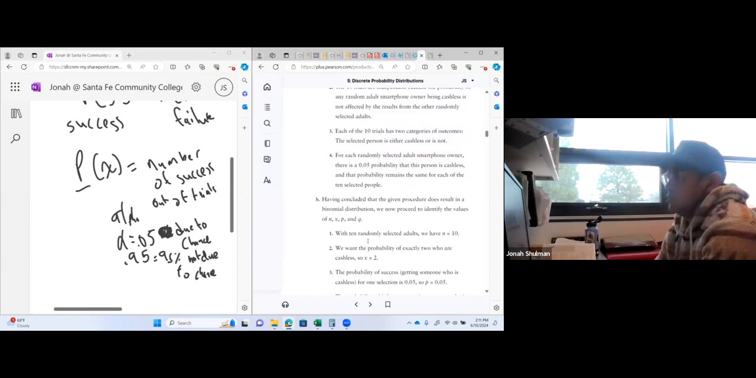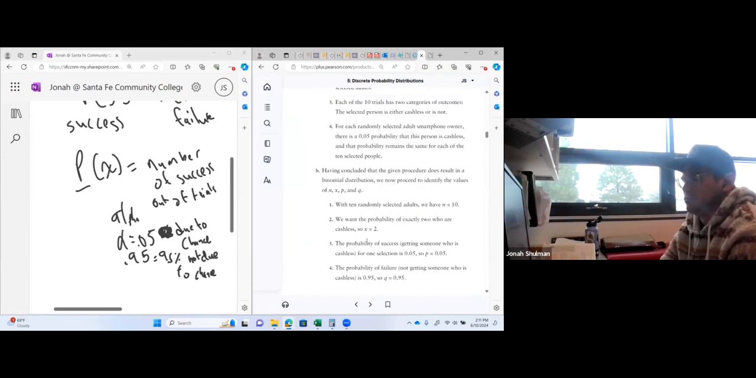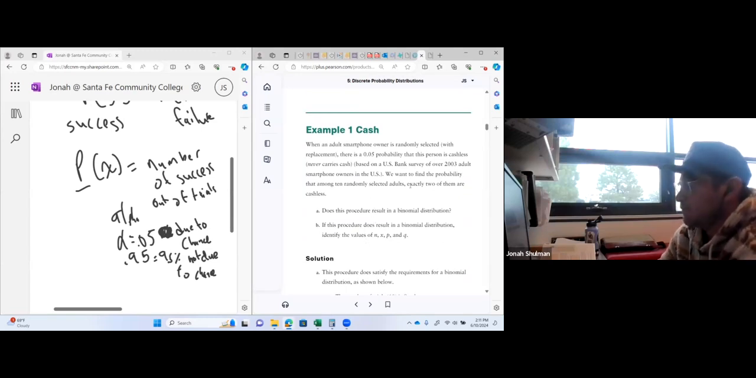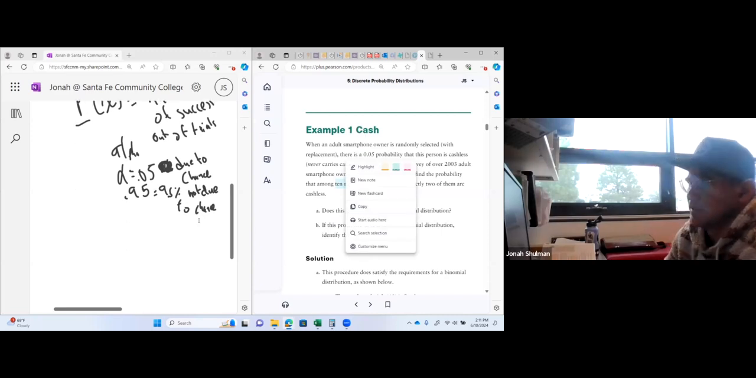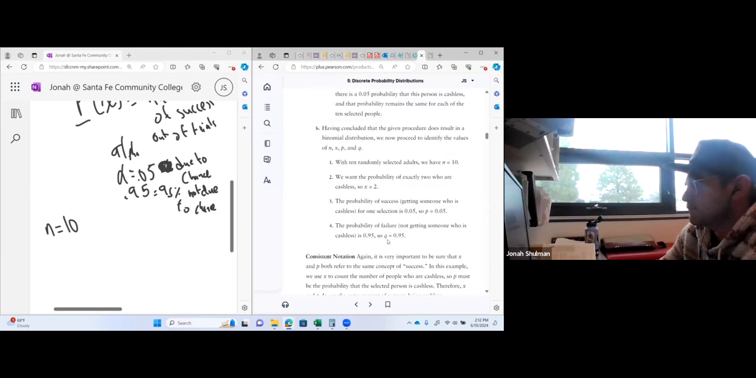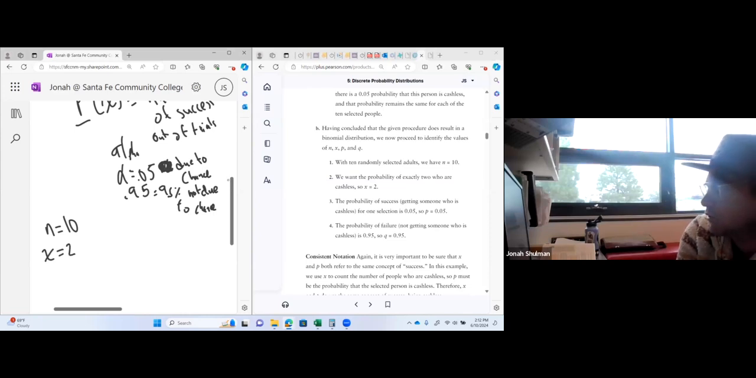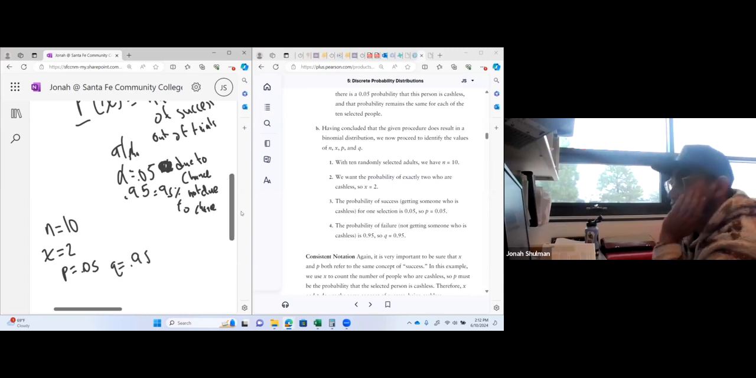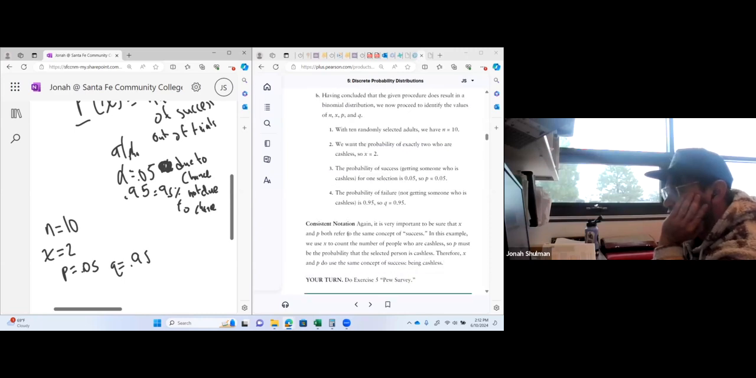So we can get all of our pieces, right? They wanted the pieces. What are the pieces? We're taking 10 people. That's our n. Our n is going to be the 10 people. The sample is 2003, but our n is this. The number of people we want is 2, so our x is 2. The probability of what we want is p, 0.05. And q, what we don't want, is 0.95. That's how the letters work.